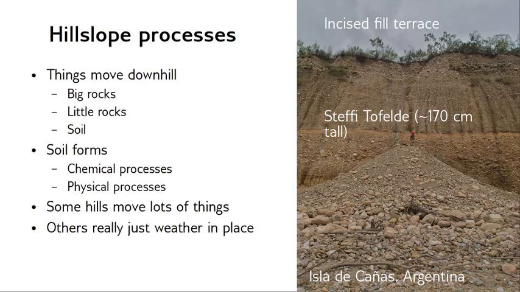very small scale, like biological catalysts, enzymatic catalysts for chemical reactions, or for larger scale processes, so things like, let's say, a whole bunch of ungulates running across a hillslope, pushing down the soil, or burrowing animals, fluffing the soil up and throwing it downhill. And some hills, sometimes there are lots of things that move on hills, and other soils and hills just weather in place.